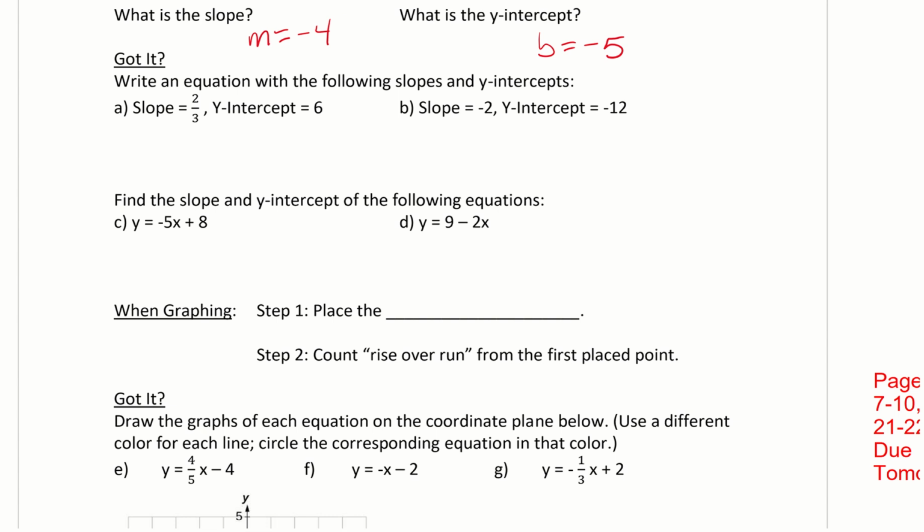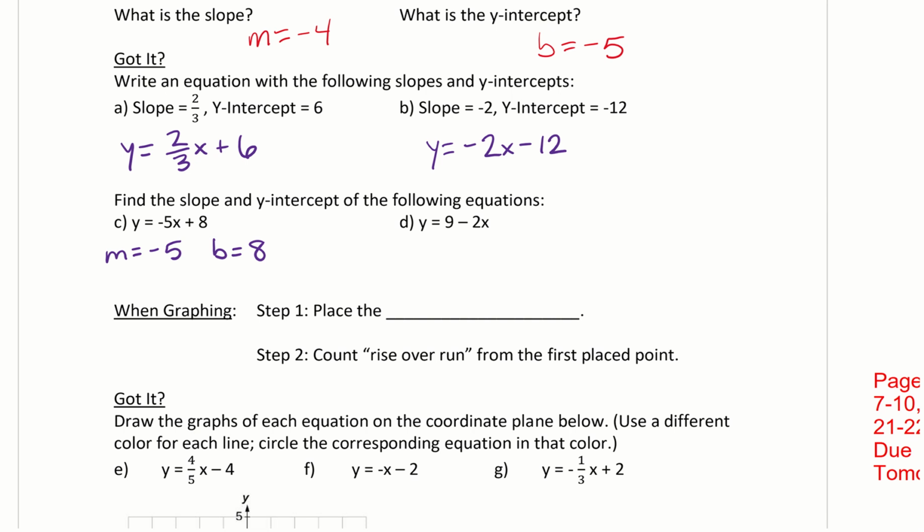All right, so looking at these, if we look at A and B, you're writing an equation. So on A, you should get y equals 2/3 x plus 6. On B, same thing. Writing an equation, you should get y equals negative 2x minus 12. On C and D, it's asking you to find the slope and the y-intercept when you are already given the equation. So on C, your slope, or m, you should have negative 5. And your y-intercept, or b, you should get 8.